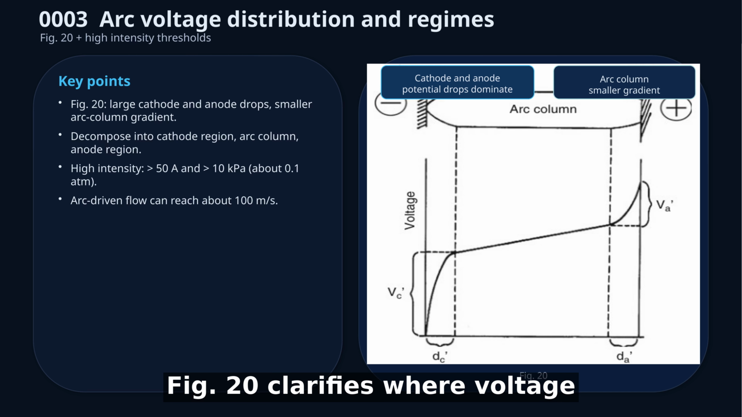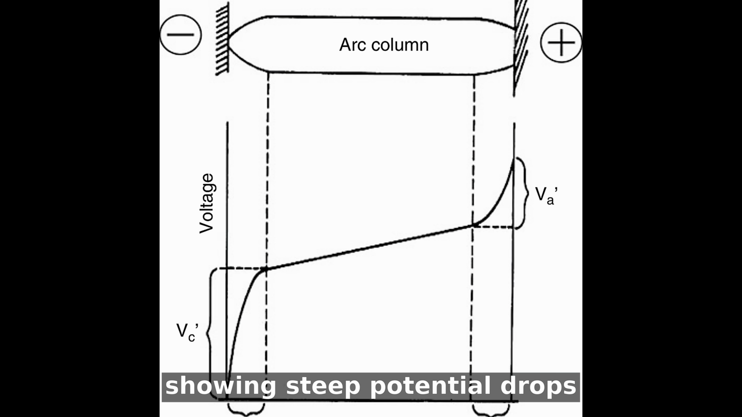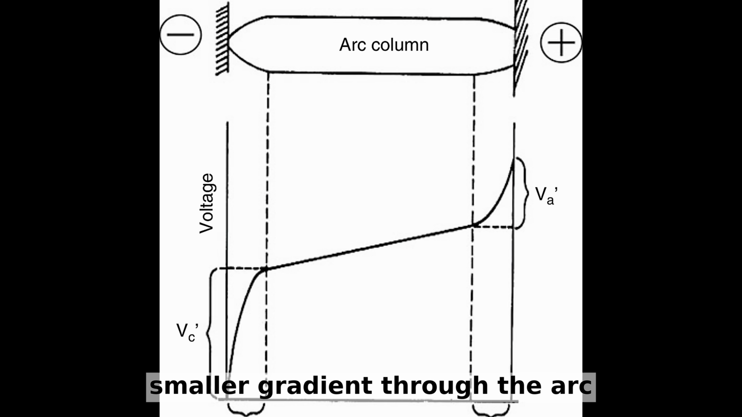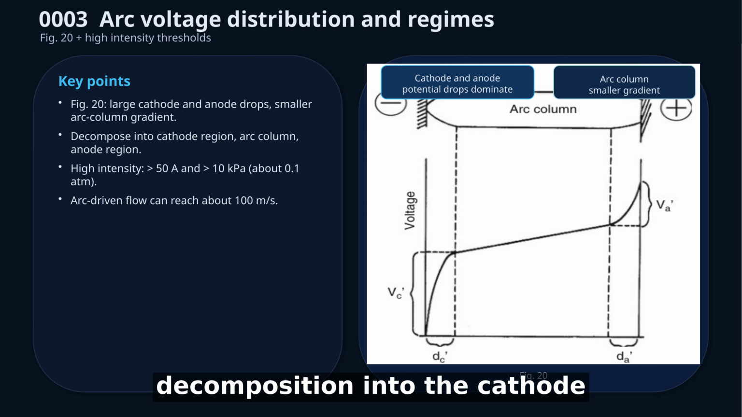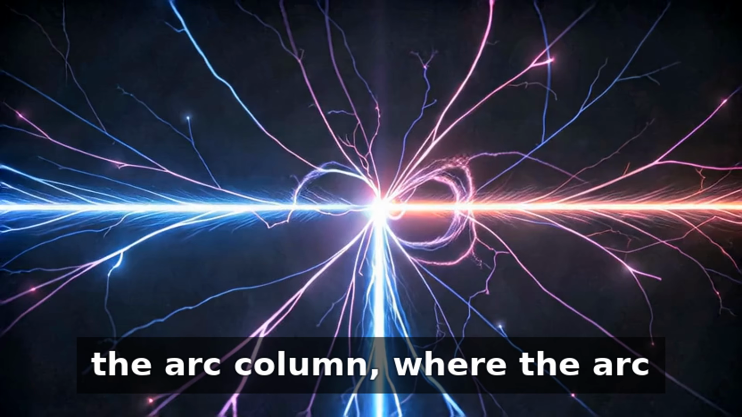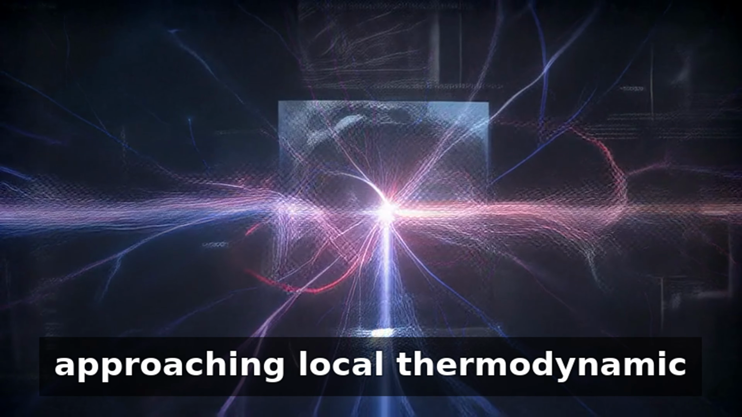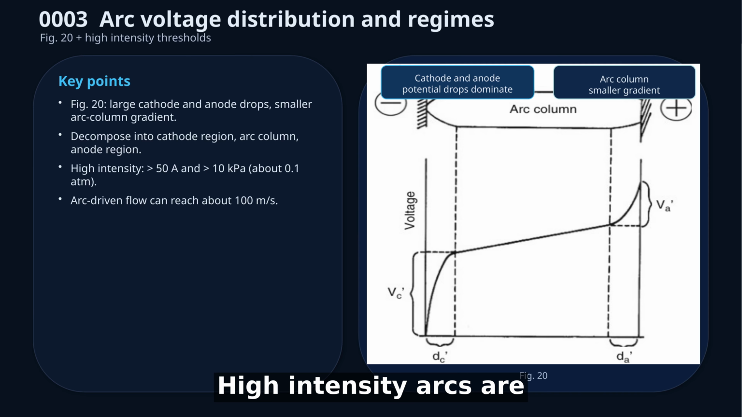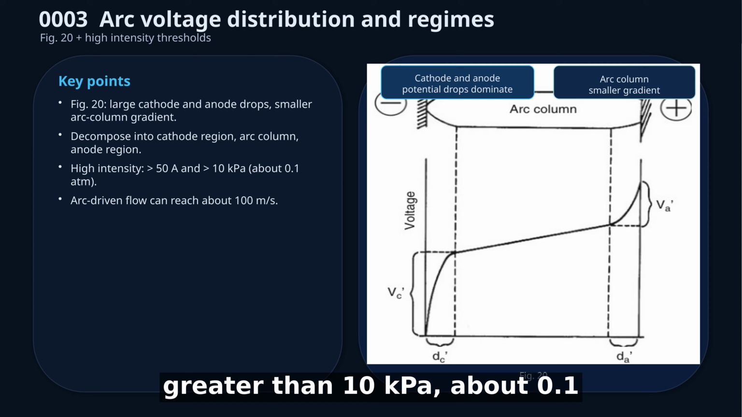Figure 20 clarifies where voltage is consumed along an arc by showing steep potential drops near the cathode and anode and a smaller gradient through the arc column. This supports a useful decomposition into the cathode region, the anode region, and the arc column, where the arc column is the main plasma region approaching local thermodynamic equilibrium at high intensity. High-intensity arcs are characterized here by current greater than 50 A and pressure greater than 10 kilopascals, about 0.1 atm.